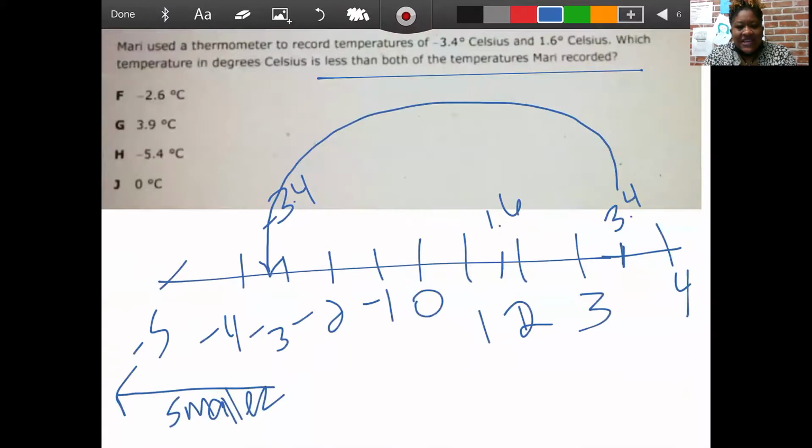Back to this. Get rid of any positives because you know it's not going to be less than negative 3.4, right? So this is a strategy to use. You can automatically get rid of 2 of your answer choices, right?